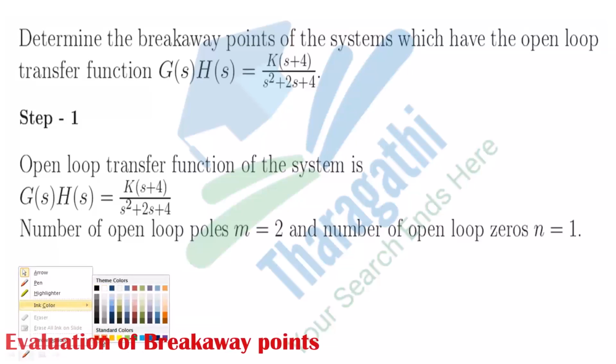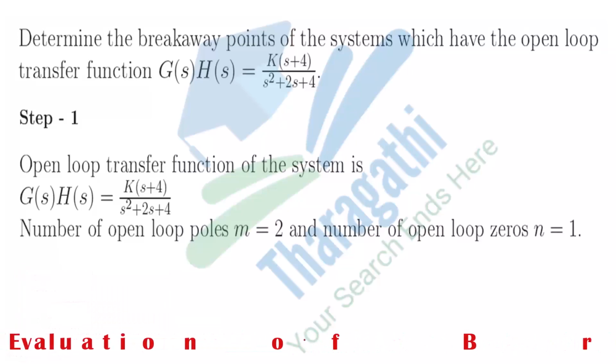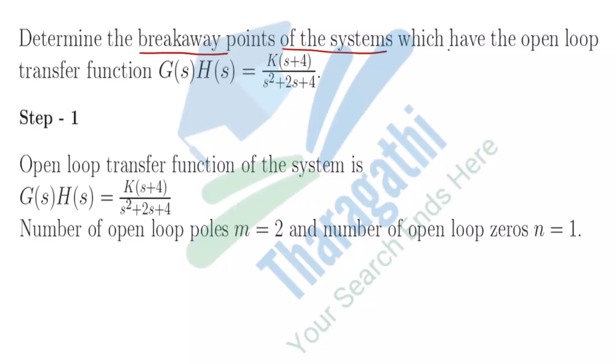So this is the question that was asked in university examinations. What is the question? Determine the breakaway points of the system which has open loop transfer function G(s)H(s) equal to K(s + 4) by (s² + 2s + 4). So for this open loop transfer function, you are asked to find the breakaway points.